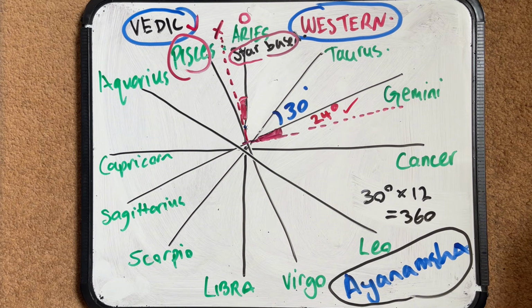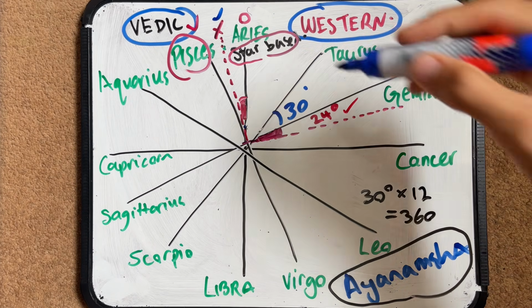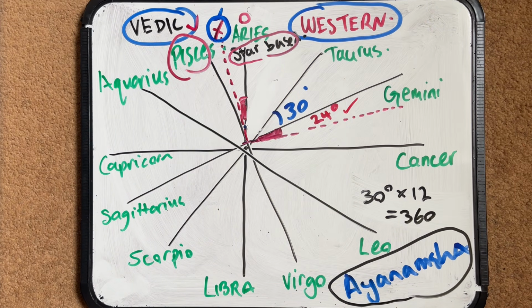The reference point changed. This is what I want you to remember. The planet stays the same, but the zodiac reference changes. Now, this is also why you should not panic when your sign changes. You're not losing your identity. You're not suddenly becoming a different person. You're simply looking at your chart through a different astrological system.